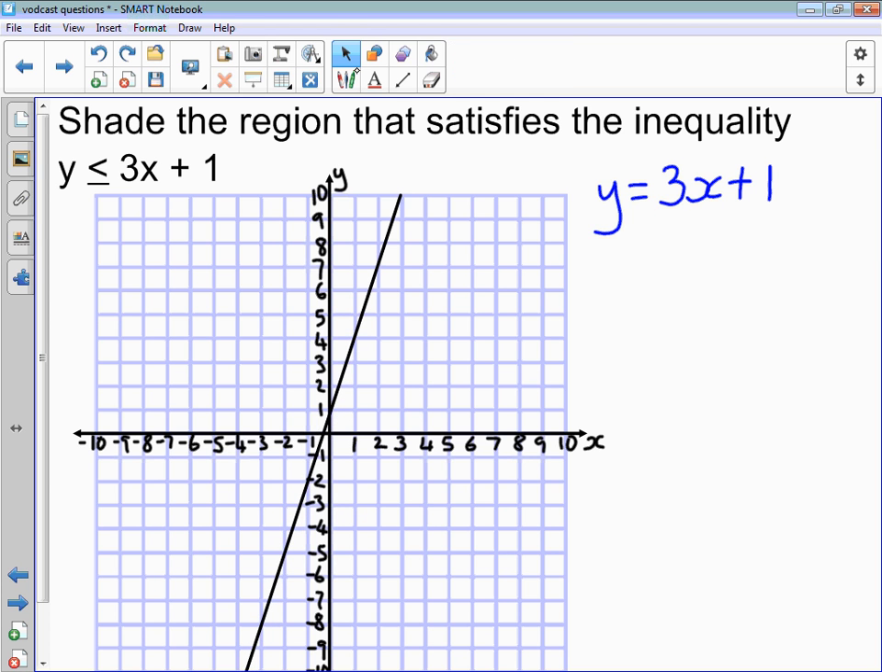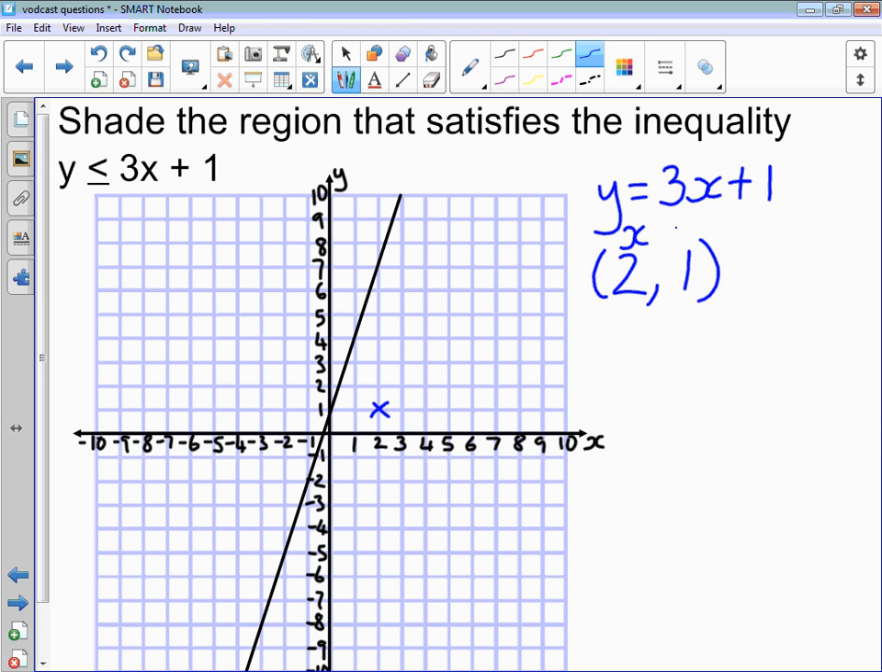Right, again, we're going to work out what side of the line we need to shade. So I'm going to pick a test coordinate. This time I'm going to pick this coordinate here. So I've got 2, 1. So my x value is 2 and my y value is 1. So let's substitute those into my inequality.